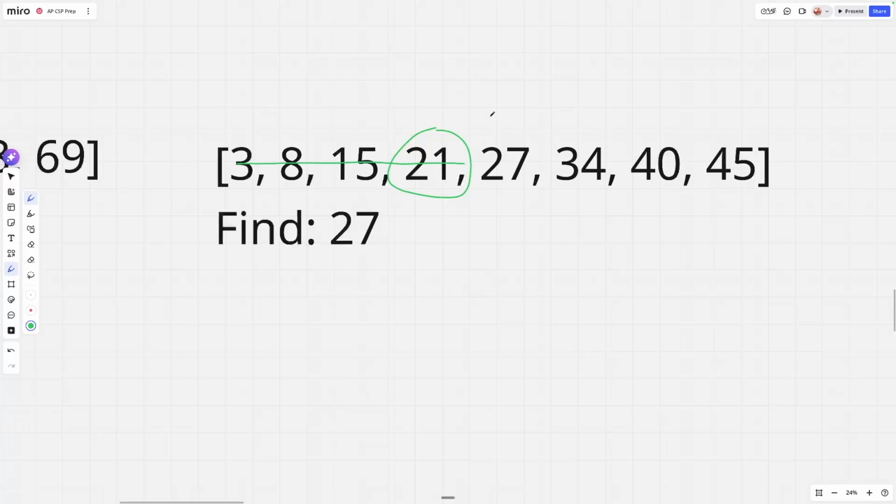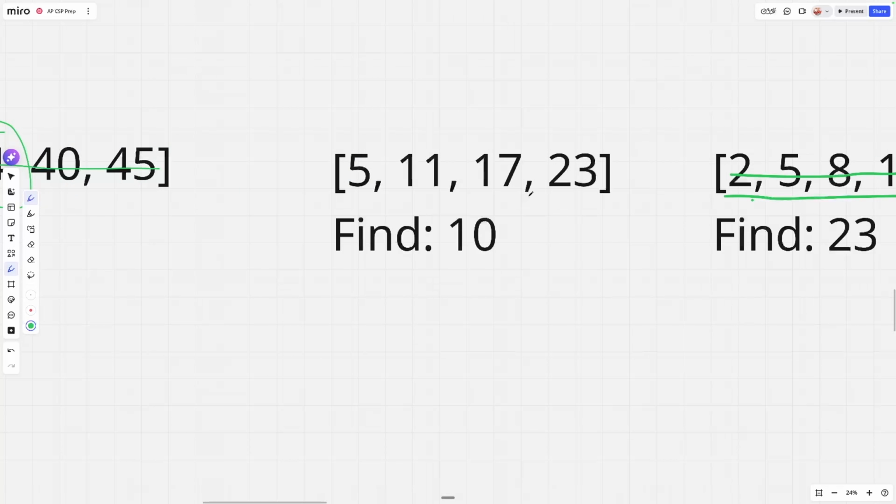So now we look at this side. Find the middle of it. It's going to be 34. And is 34 less than 27? No, it's greater. So we cross out everything here. Now we have 27. Is 27 equal to 27? Well, yeah. So we found it.